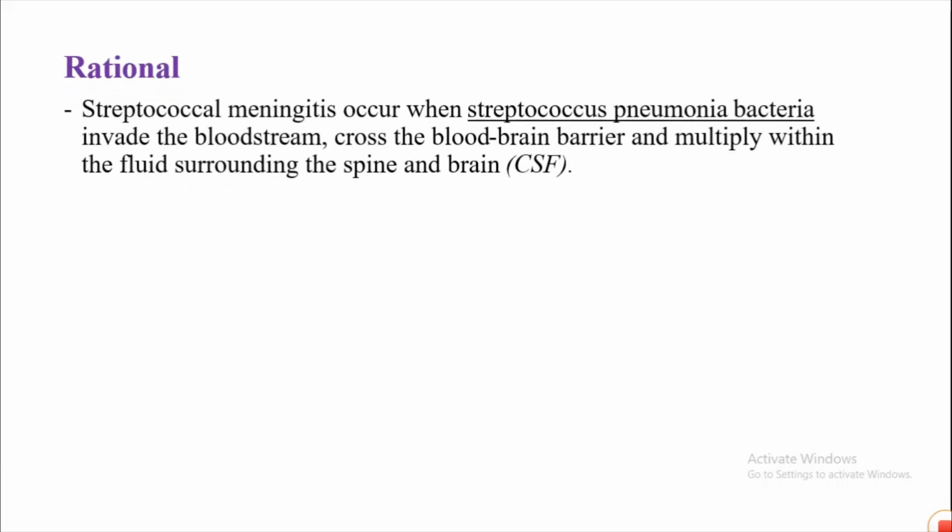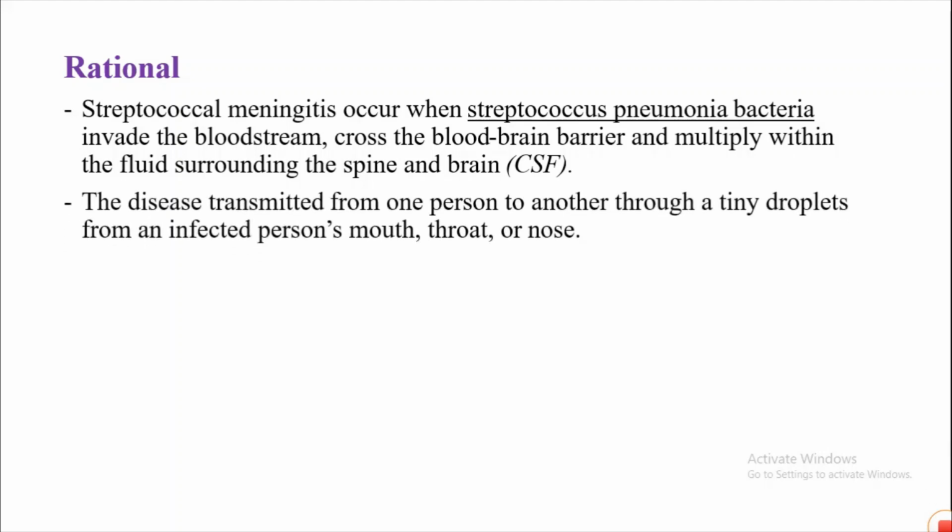Streptococcal meningitis occurs when Streptococcus pneumoniae bacteria invade the bloodstream, cross the blood-brain barrier, and multiply within the fluid surrounding the spine and brain (CSF). The disease is transmitted from one person to another through tiny droplets from an infected person's mouth, throat, or nose.